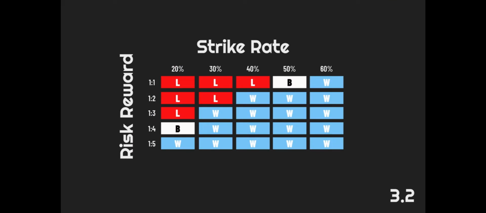Now, strike rate versus risk to reward ratio. This is a quick table that you can look at, and it's pretty much all there for you. For example, 1 to 1 with a 20% strike rate, you're going to be at a loss. If you're trading 1 to 5 with a 20% strike rate, that's all you need. Or if you're trading 1 to 4, all you need is a 20% strike rate. So out of 10 trades, you could be wrong 8 times and be right 2 times, and still be at break even, okay?